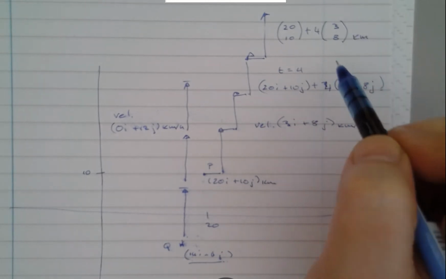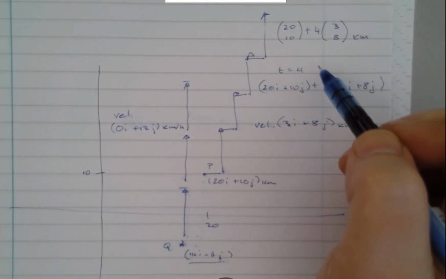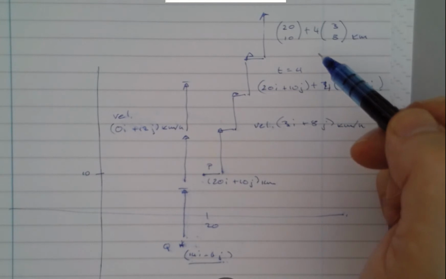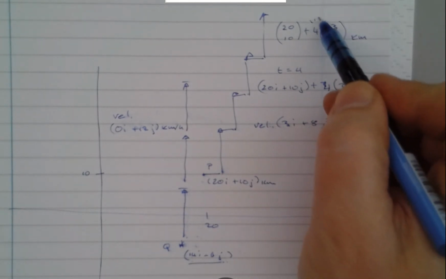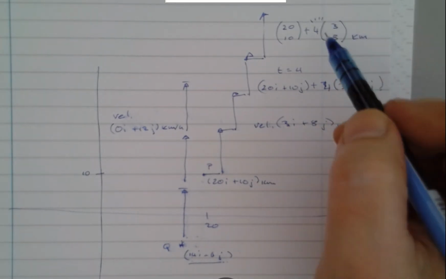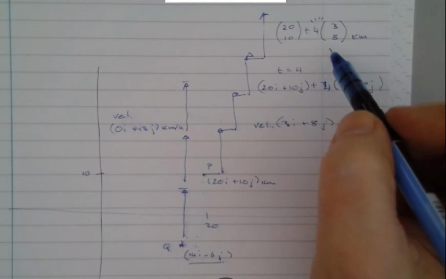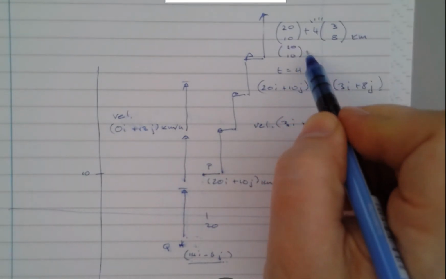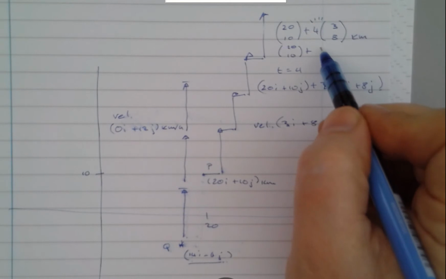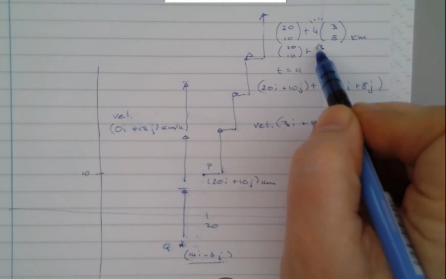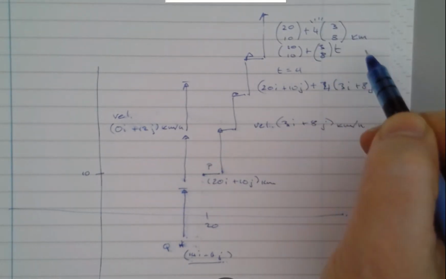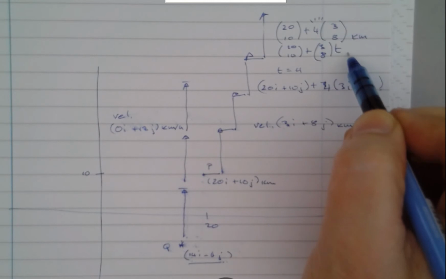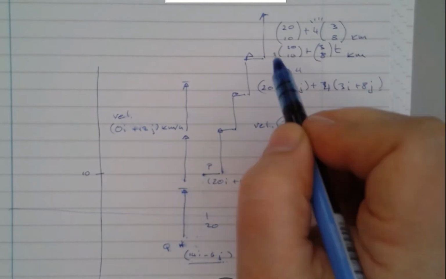Now, if we want this expression of its position at any one time, then instead of having a specific t equals 4, I'd say for any t, I just get the expression (20, 10) plus t lots of (3, 8). It doesn't really matter which side you put the t, but that's the position of P.